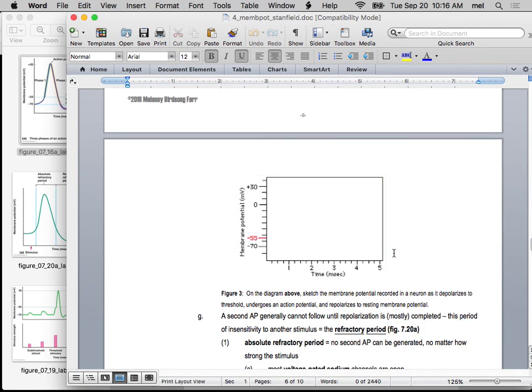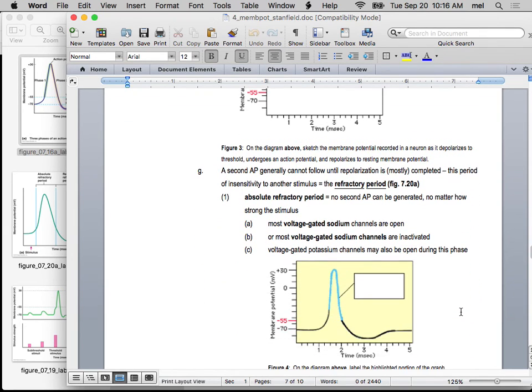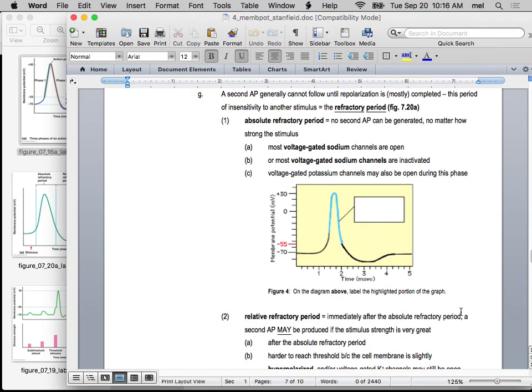So you've just drawn this. On the diagram above, sketch the membrane potential recorded in a neuron as it depolarizes to threshold, undergoes an action potential, and repolarizes to resting membrane potential. So now let's talk about what happens in the cell and how we can use it again.